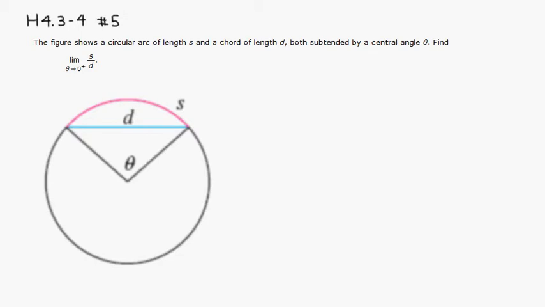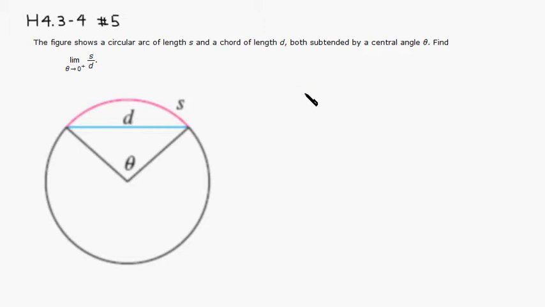Okay, let's look at homework 4.3, 4.4, problem number 5. We want to take the limit of this quotient, where S is the arc length, which is a part of the circle, over D. D is the distance from here to there. Alright, so let's do that.